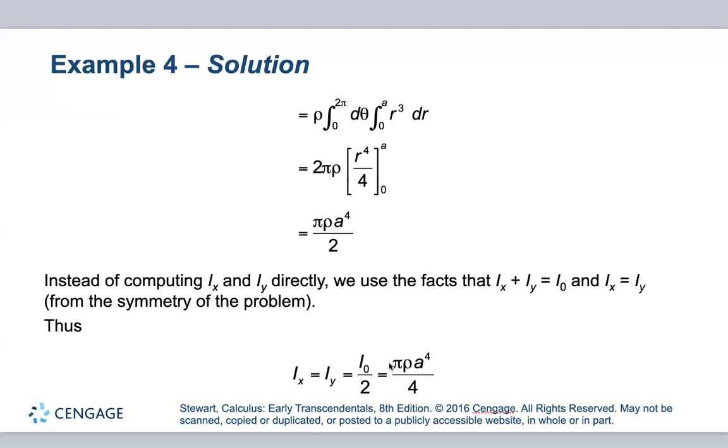So all total, that gives you pi rho a to the fourth divided by 2. Okay, so that's the polar moment of inertia for this problem.